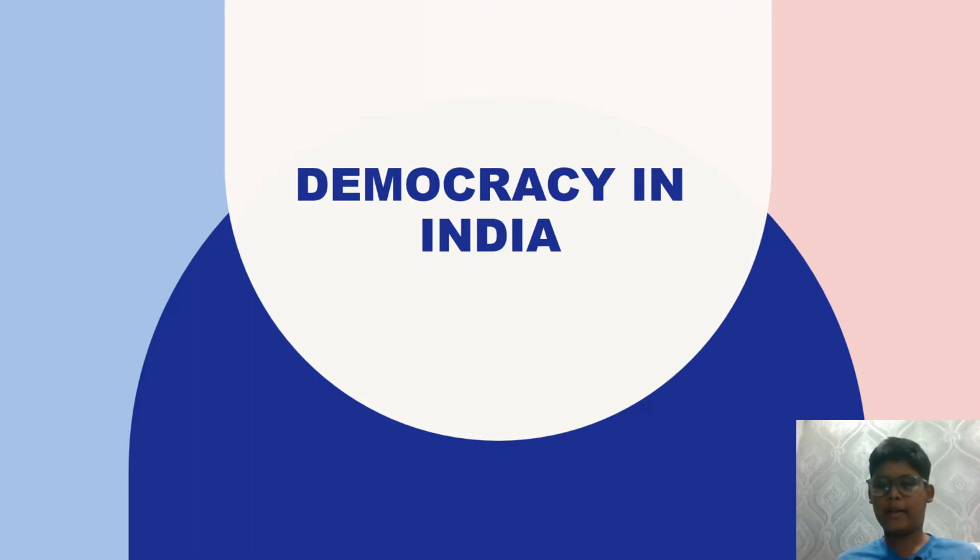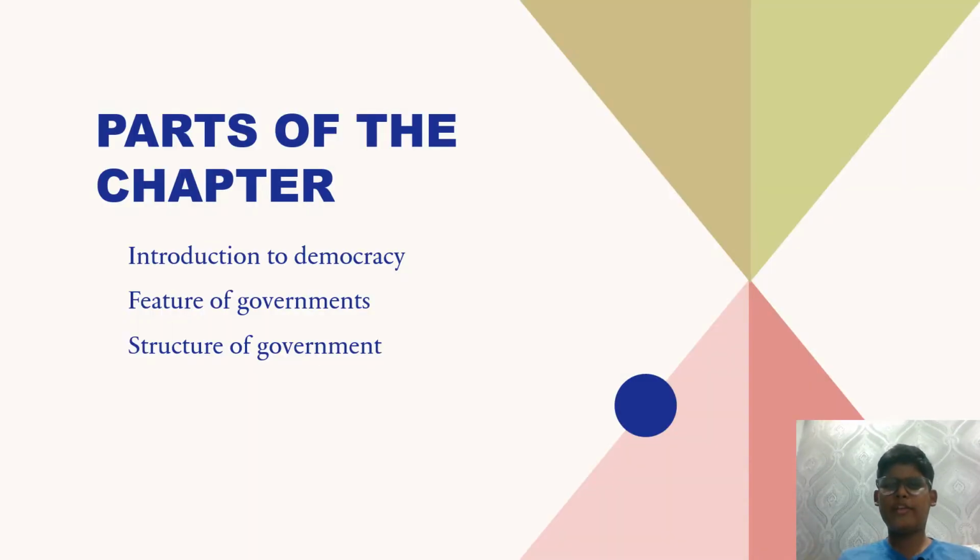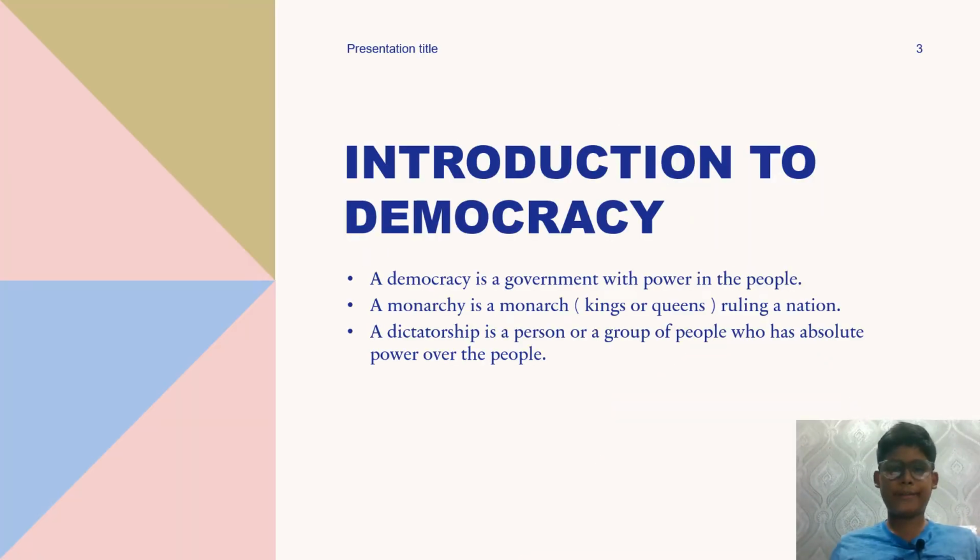So let's begin. We start off this chapter and this video with the parts of the chapter. There are three main parts of the chapter: introduction to democracy, then features of the government, and the structure of the government. So let's start with the first one: introduction to democracy.